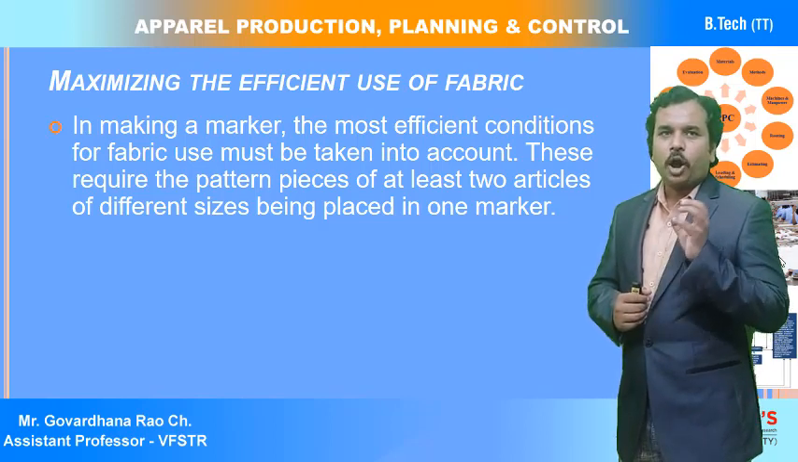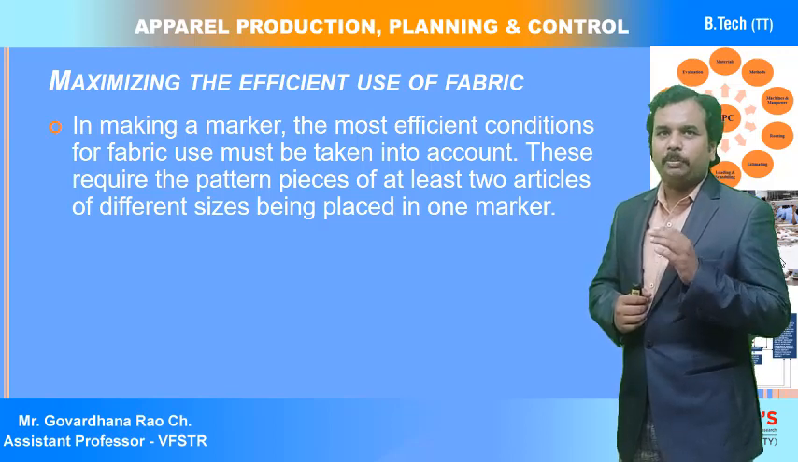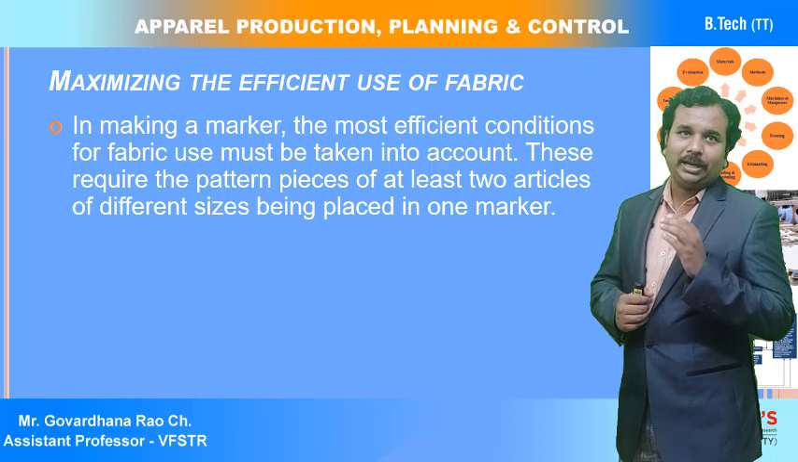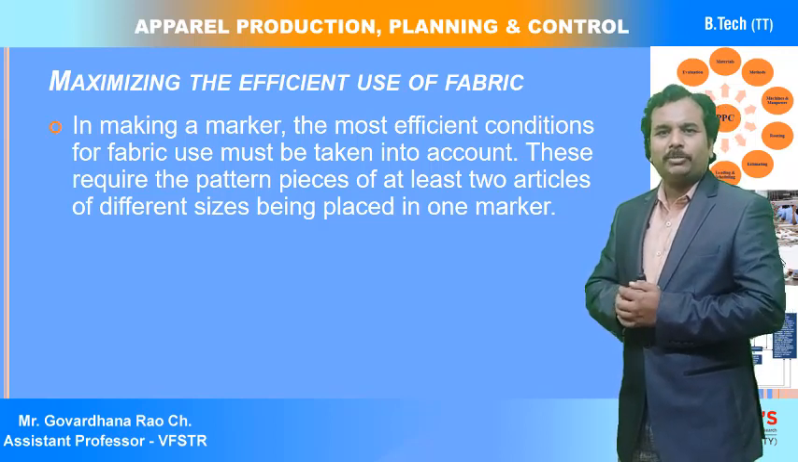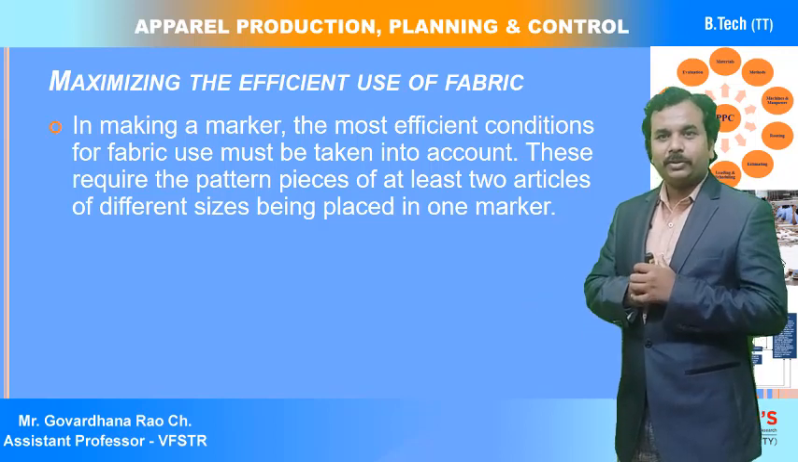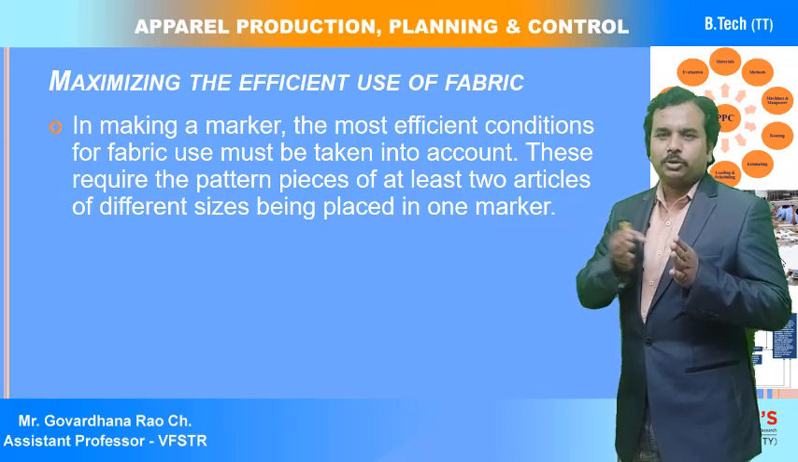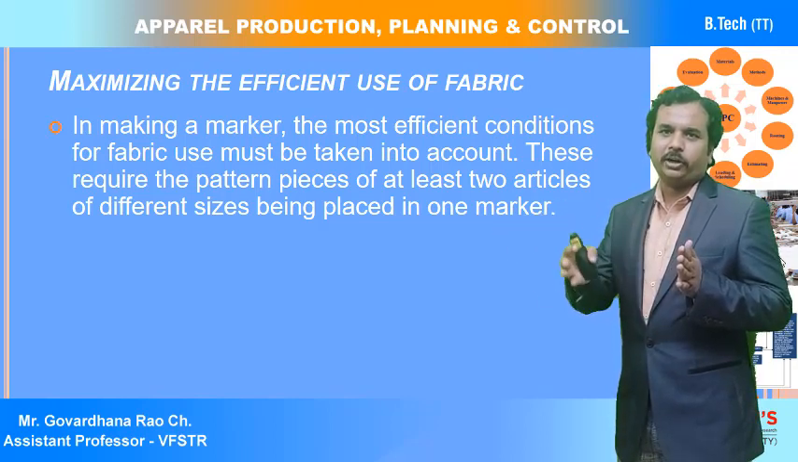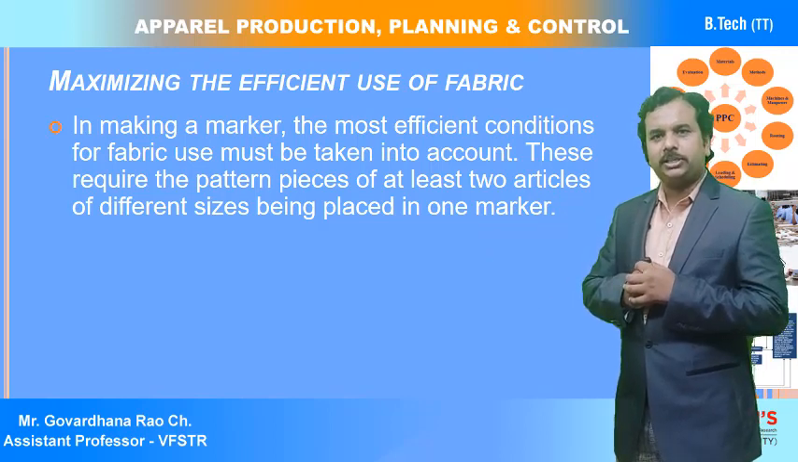So, how is the fabric going to be used? This requires pattern pieces of at least two articles of different sizes. For example, if the customer has asked for four different sizes of garments in the same quality of fabric, like a 38 size, 40, 42, 44, they have asked for different sizes.